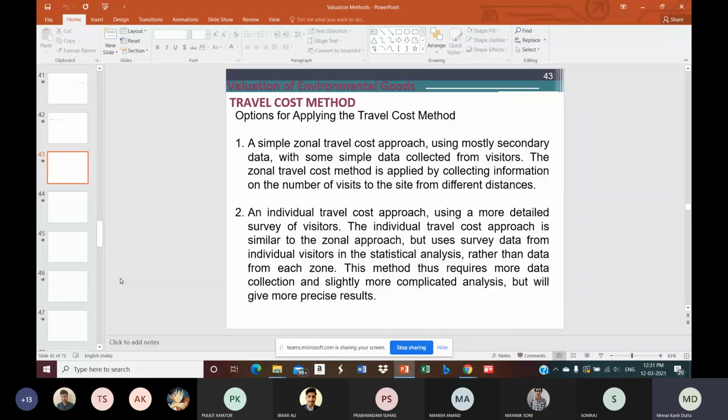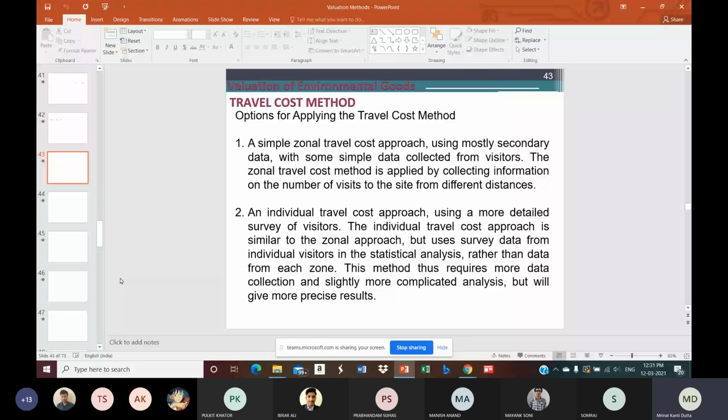So as I pointed out, there are two different types of travel cost approach. One is the simple zonal travel cost approach, which will be using mostly the secondary data. Some simple data collected from visitors. Sometimes it is okay. So this is also taken into account, but mostly it is the secondary data which will be used.